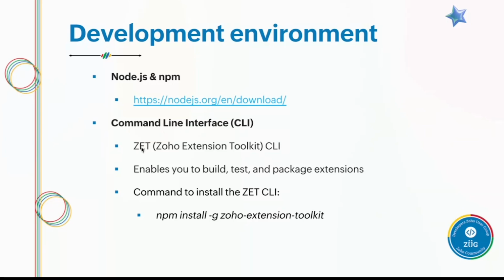So Z stands for Zoho Extension Toolkit, which enables us to build, test, and package our extensions in the platform itself. So the command to install the ZCLI is provided over here. You can use this particular command to install the ZCLI in your system.